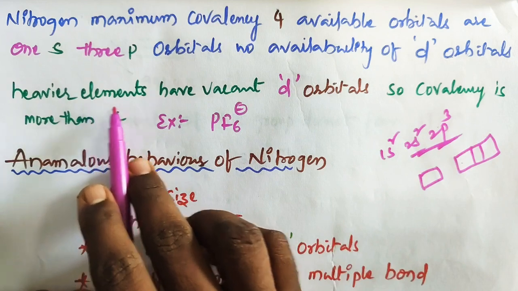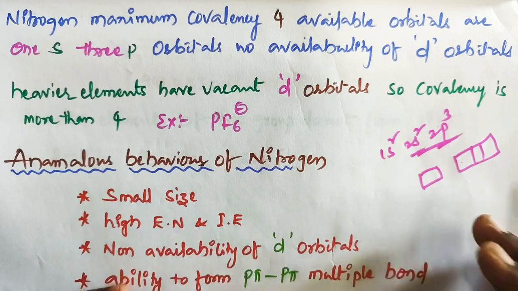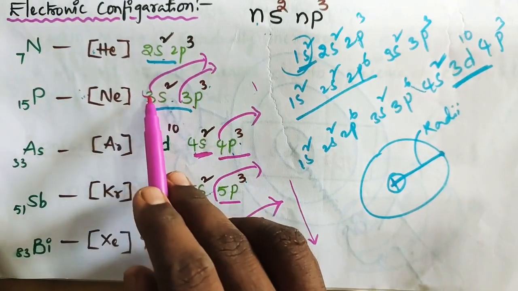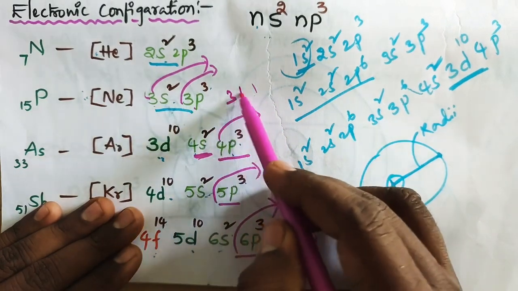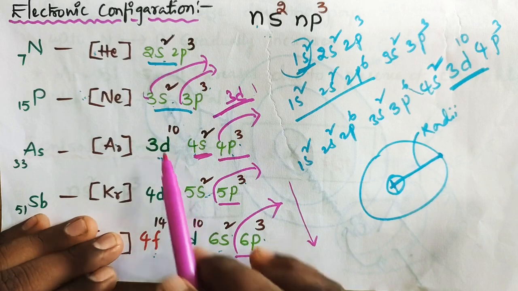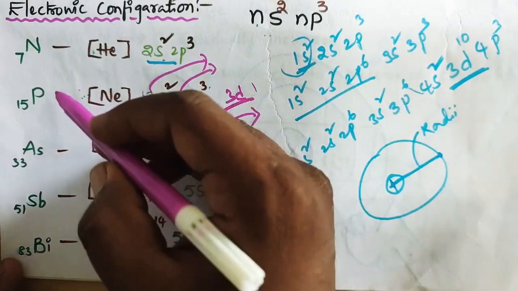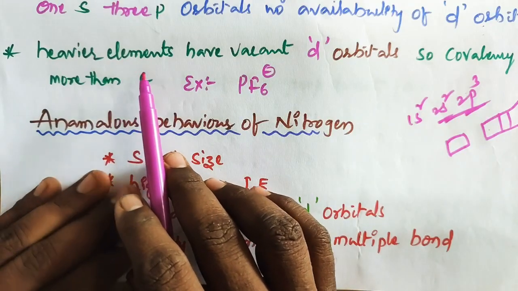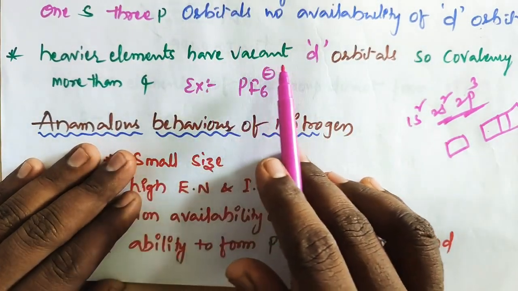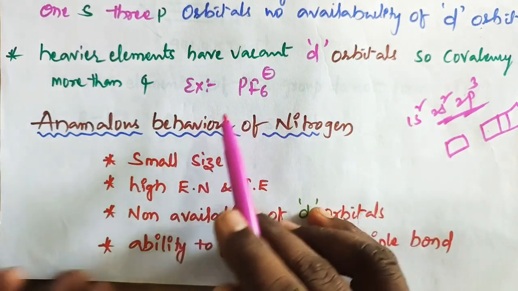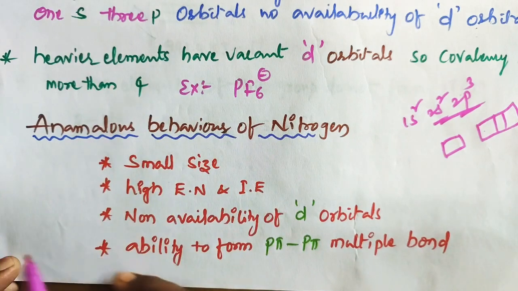And heavier elements have vacant d orbitals, so covalency is more than 4. So, after nitrogen, phosphorus 3s2 3p3, next 4s2 3d. So the 3d orbital availability is also present in phosphorus. Also there are 4d, 5d, 6d orbitals available after that. So after nitrogen, the remaining heavier elements have vacant d orbitals, so covalency is more than 4. For example, PF6 minus is taken.